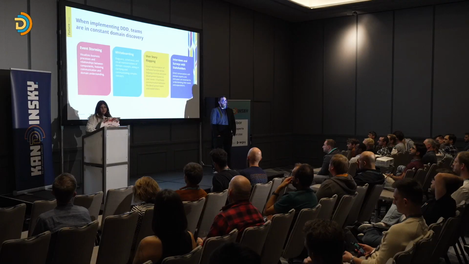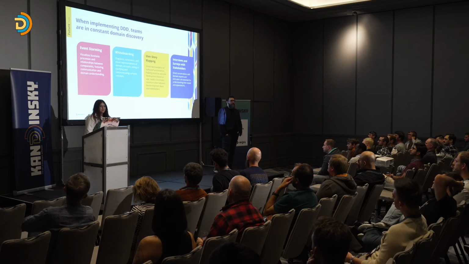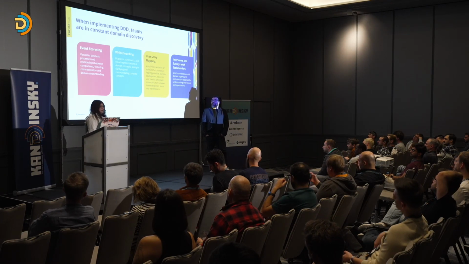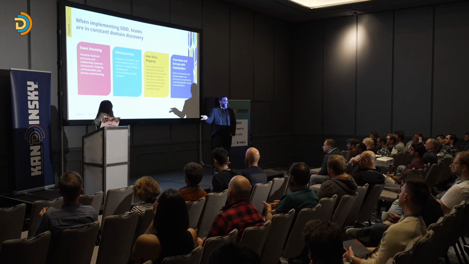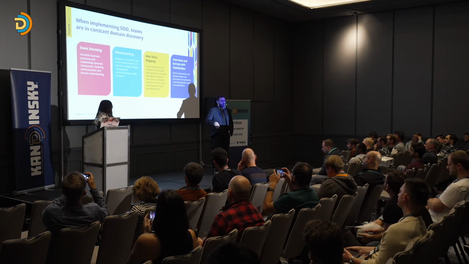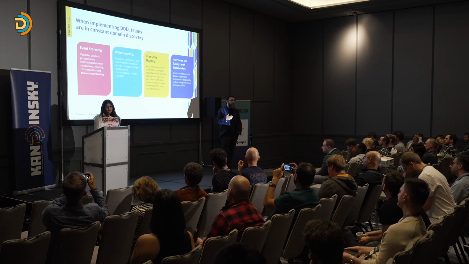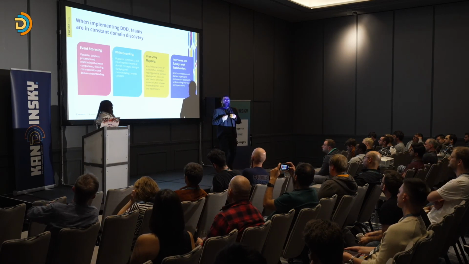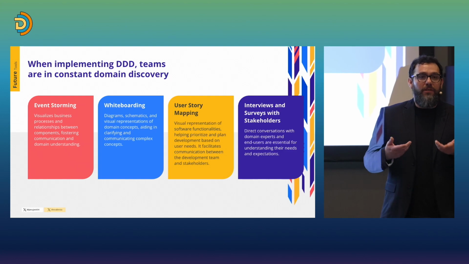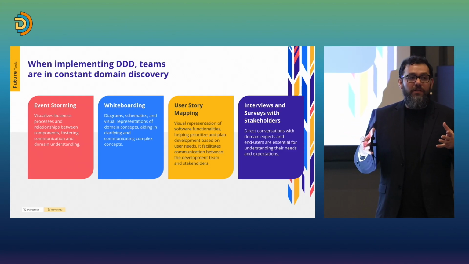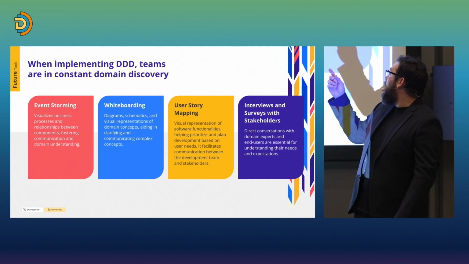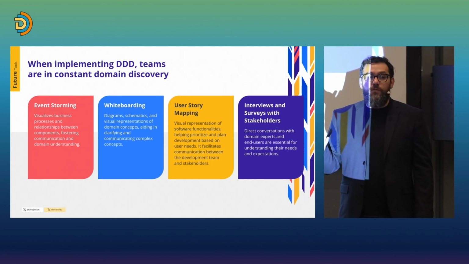When we implement DDD, teams are in constant discovery of the domain. And this is something we need to accept. Again, we repeat a lot during the talk, this is an evolutionary process, an iterative process. We need to give the team tools for constant discovery of the domain and how it is evolving. These are some examples of tools we can use to do this.